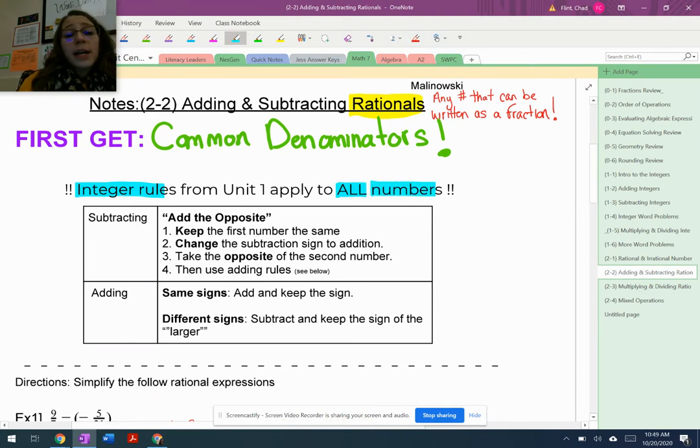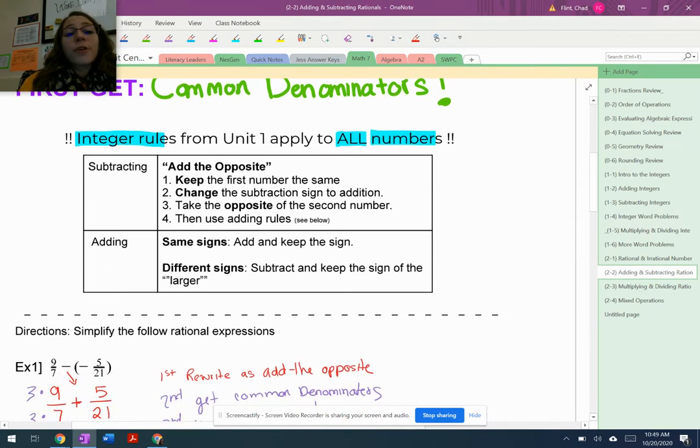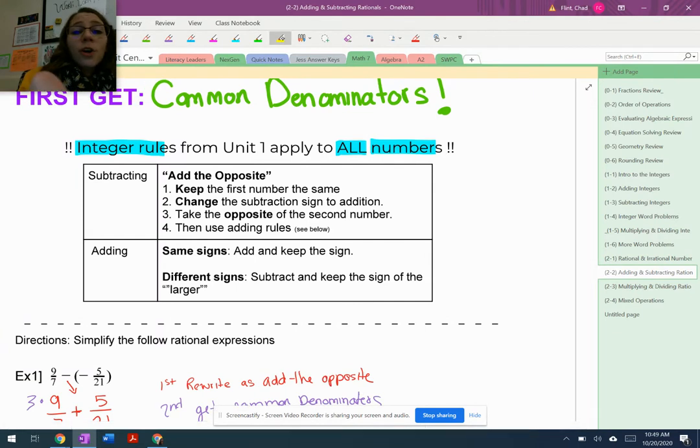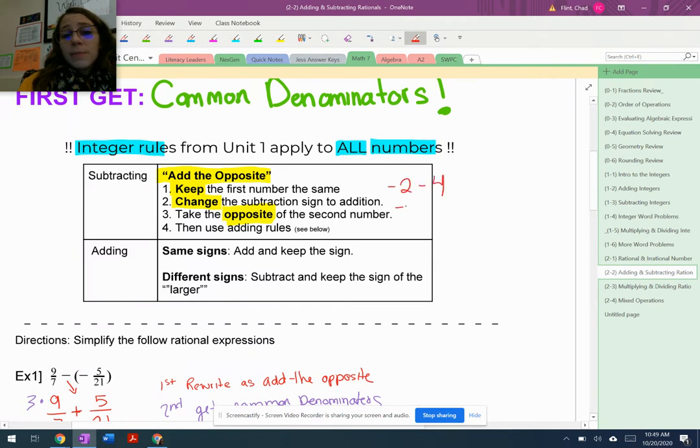So let's take a quick second and review some of those integer rules so they're fresh in your mind. So for the first one, when you're subtracting, you're doing that add the opposite piece, keeping that first number, changing the subtraction to addition, and then taking the opposite of the second number. So for example, if I have negative 2 minus 4, keep that first number, change the subtraction to addition, and the opposite of a positive 4 is a negative 4.